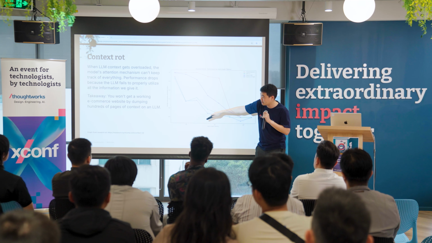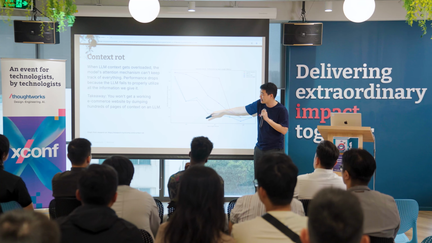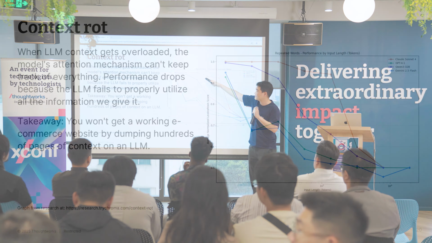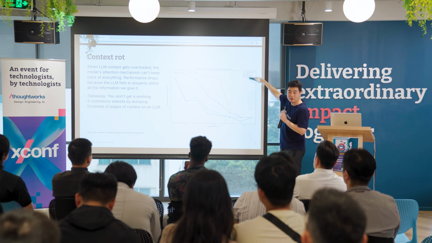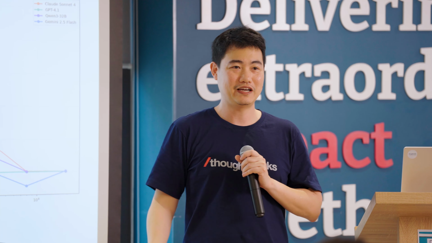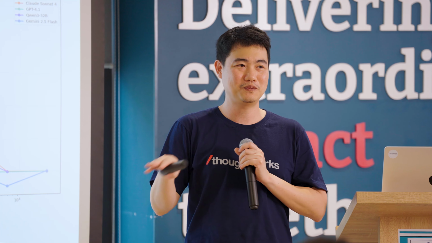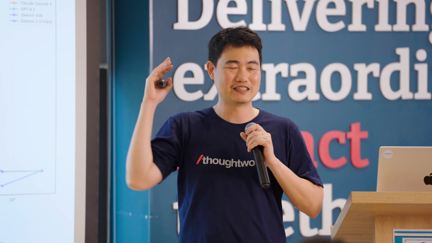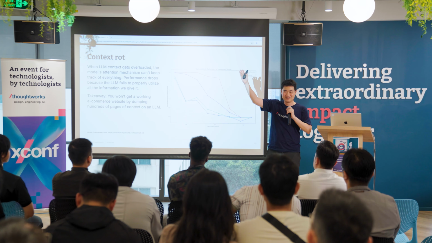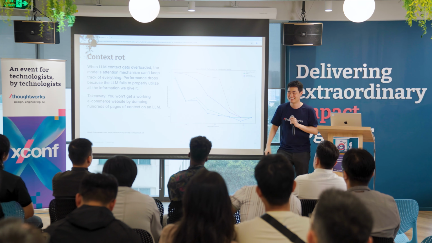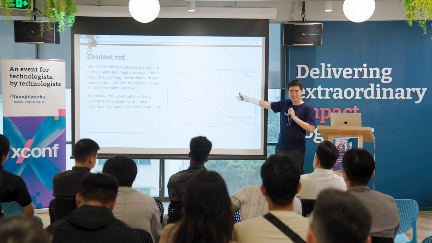You can see this in an experiment from research. When you start to give more context, at this point performance drops dramatically. It happened to Claude, to every model. So the takeaway here is that you cannot build real software by just giving AI 300 pages of specs. It will not work because of this context rot.